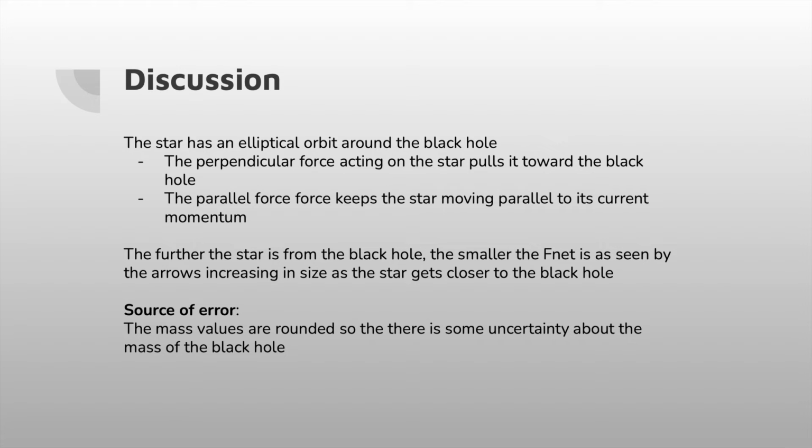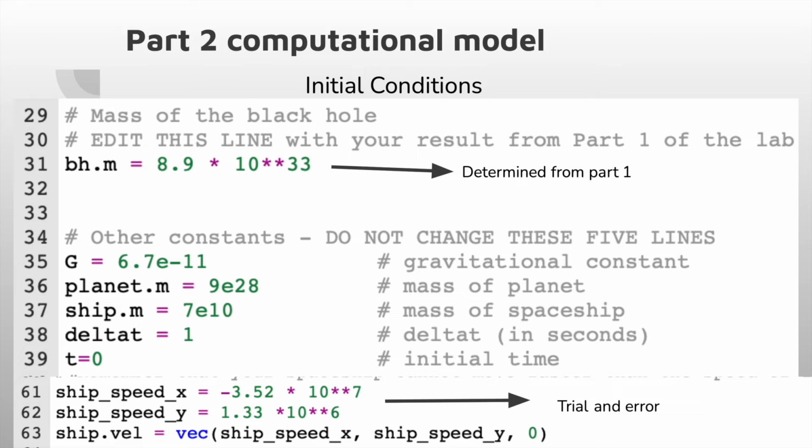Moving on to the Part 2 computational model, I used the black hole mass from Part 1. The mass of the planet and ship are given. The ship speed is determined by trial and error, by me trying to get the ship as close to the black hole as possible without crashing onto the black hole or the planet.